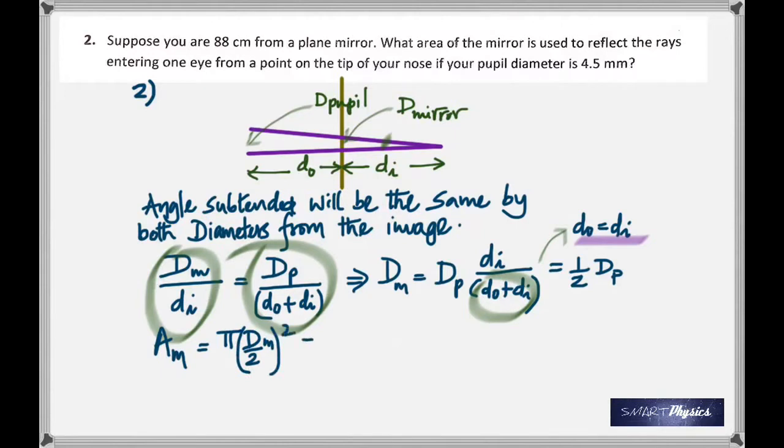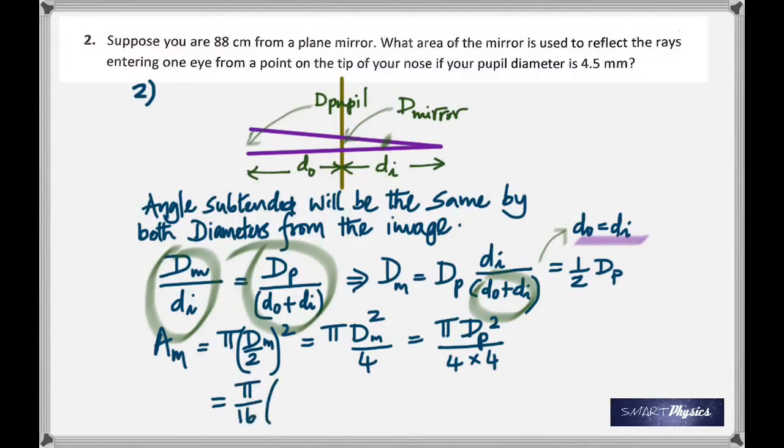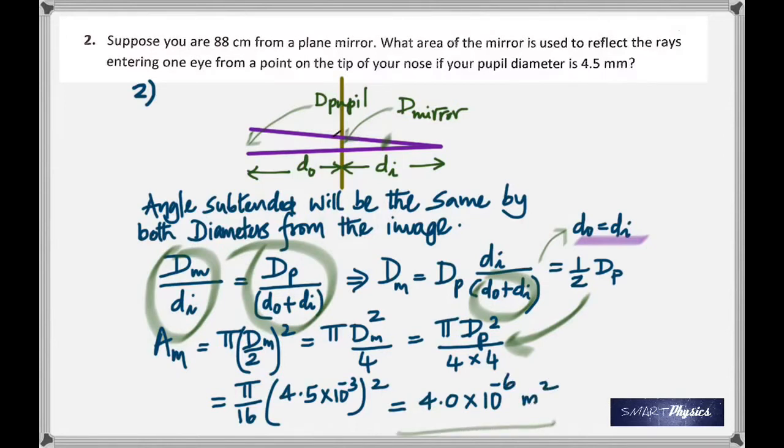And area is pi r squared, or pi times the square of the diameter divided by 2, which is what is going on here. Simply substitute for dm as half dp, and that would give pi by 16 times (4.5 times 10 to the negative 3) whole squared, which when calculated gives 4 times 10 to the negative 6 meter squared.